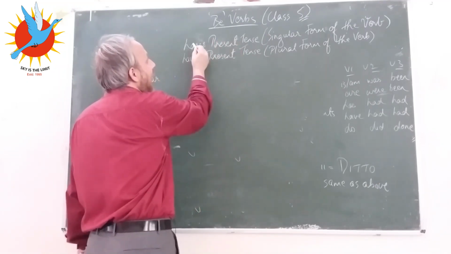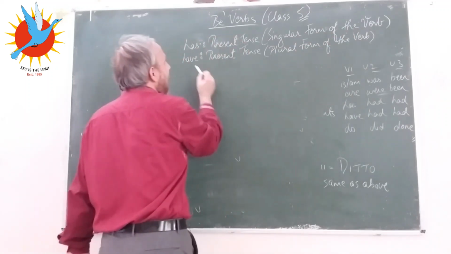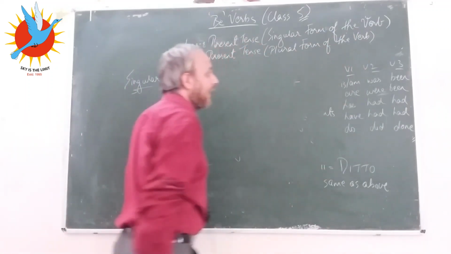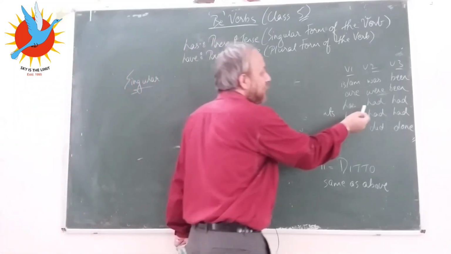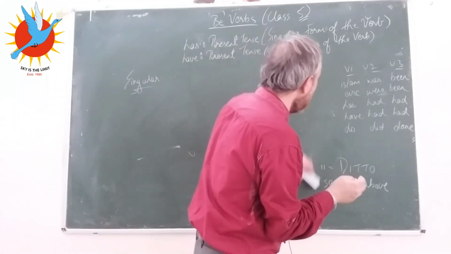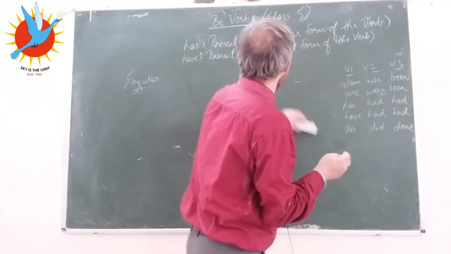Present tense. So has is the singular form of the verb and have is the plural form of the verb. Okay, and the past tense of has and have is what? Had, as you can see on the board. So let's see how it works.